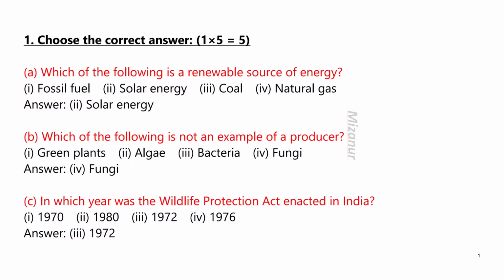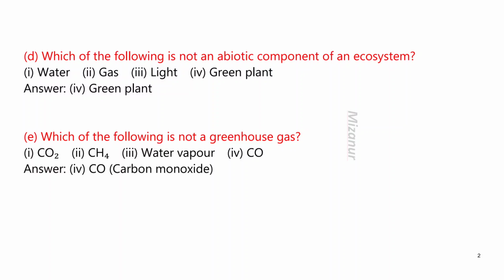The answer is 1972. Question D, which of the following is not an abiotic component of an ecosystem? Here the answer is green plants. Question E, which of the following is not a greenhouse gas? Here the answer is carbon monoxide.